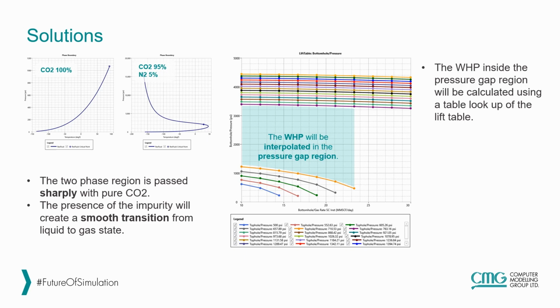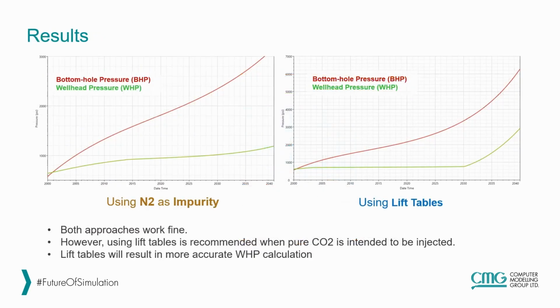We tried these two approaches on the model, and now on the left hand side plot, again we see the wellhead pressure versus bottom hole pressure, and we see that the pressure gap is now filled and the well is operating along the two-phase region and eventually goes into the one-phase region. And the same case with the lift table. The main difference is that with the use of lift table, the wellhead pressure is almost constant because we're just interpolating in a small interval of wellhead pressures.